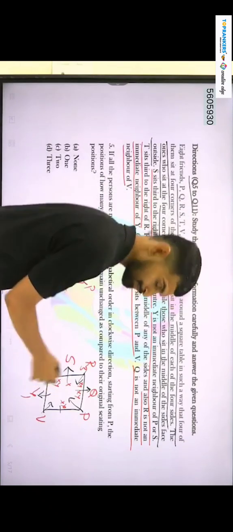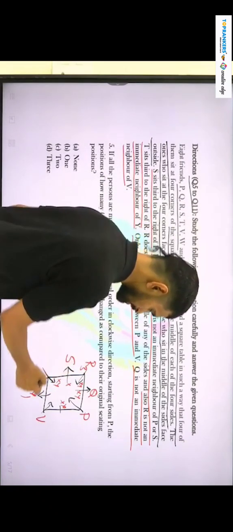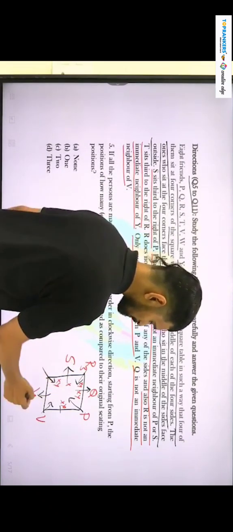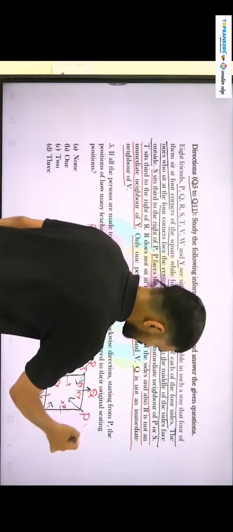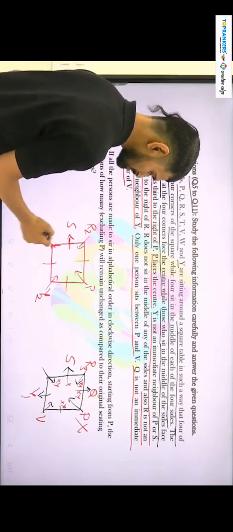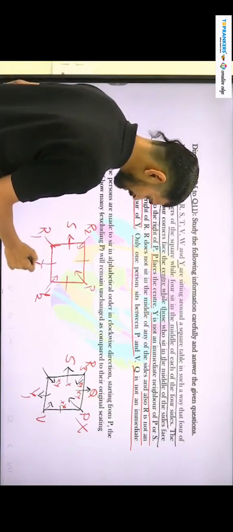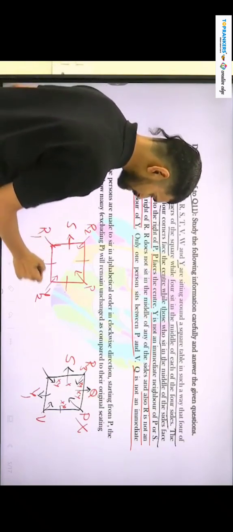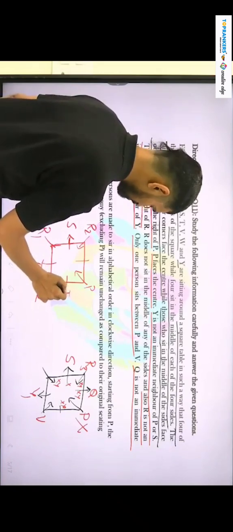T की बात हुई थी कुछ. देखिए, T sits third to the right of R. R के third right पर. R is facing the center, going anti-clockwise. First, second, third. Third to the right of R. T तो नहीं match कर रहा. So I can discard this possibility. So if I consider this one, 1, 2, 3, this could be T. Or if I consider this one, 1, 2, 3, this could be T.